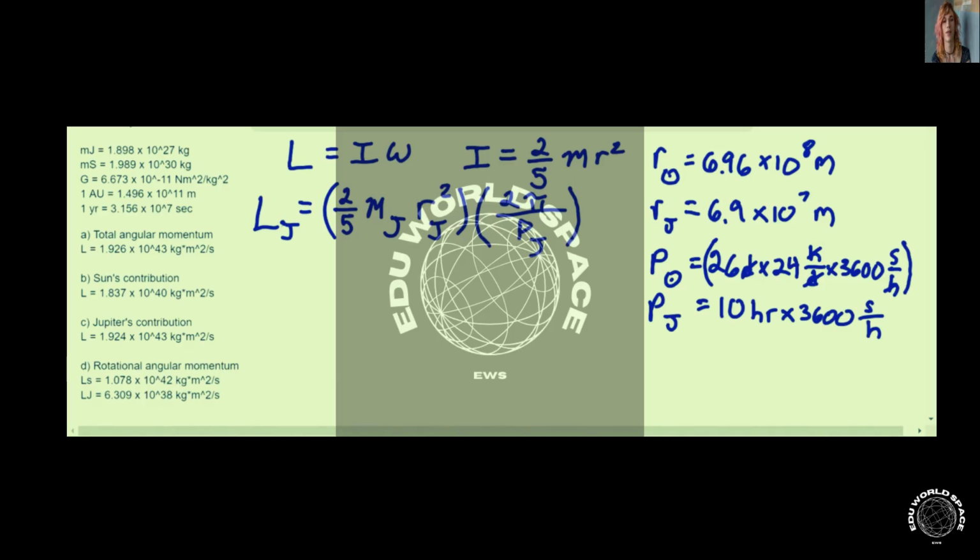So just looking at these numbers that we have that we've calculated so far in the problem, we know that the total is 10 to the 43, and the only other exponent that comes close is Jupiter's contribution. So Jupiter moving in circles or really ellipses around its orbit is the biggest contribution to the total angular momentum of the system. In second place is the rotational angular momentum of the sun.